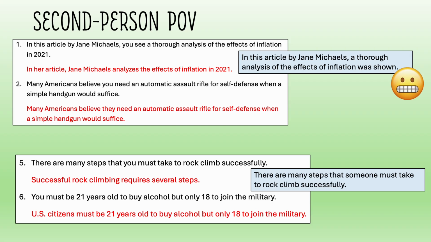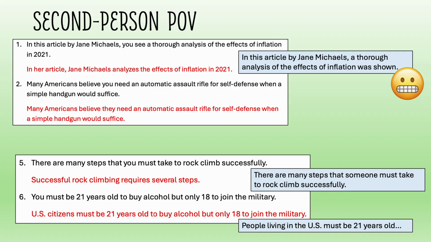Some of you wrote for number 5, there are many steps that someone must take. And then people living in the U.S. must be 21 years old to buy alcohol. And those worked. They were correct because they don't have second person, but they could just be a little less wordy. Wordiness is also something you will see on the final grammar test. You will need to choose the option that says whatever the sentence says using the fewest words, using the most clarity of ideas, and avoiding these long, clunky phrases that aren't needed. So you will see that as well.